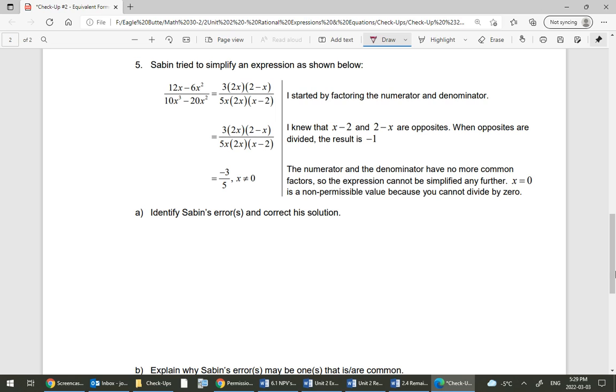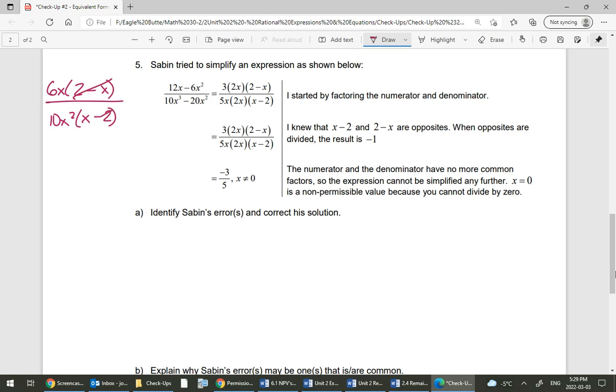All you need to do is read the steps and check to see, does it match? Does it take me back to the previous step? If it does, then we're good. The other strategy that you can use is just do the question off to the side. You might not do it this way. You might instead say, well, wait a minute, I would have pulled out 6x, which would have left me with 2 minus x. And here I would have pulled out a 10x squared, and that would have left me with x minus 2. And then I would start canceling from there.